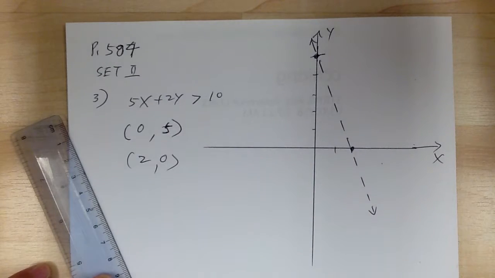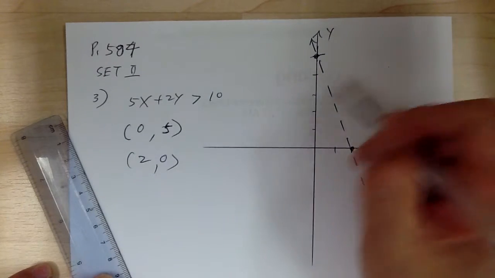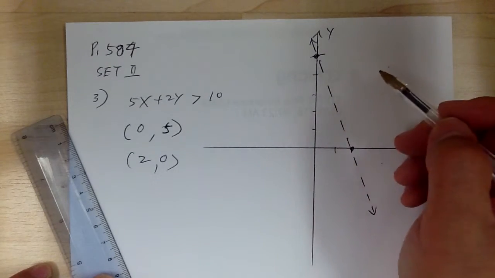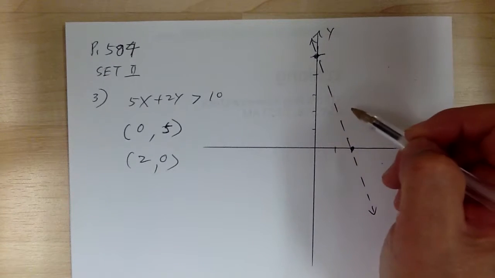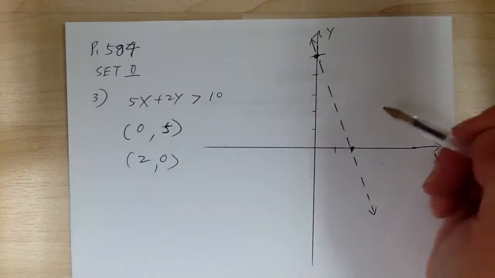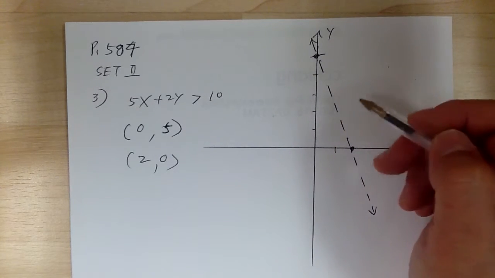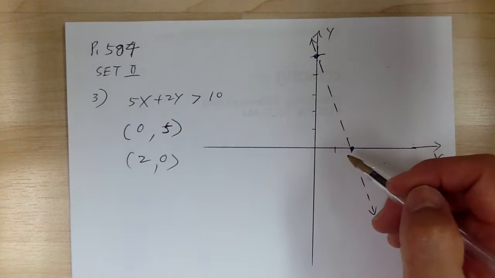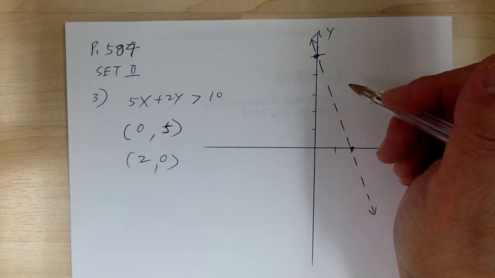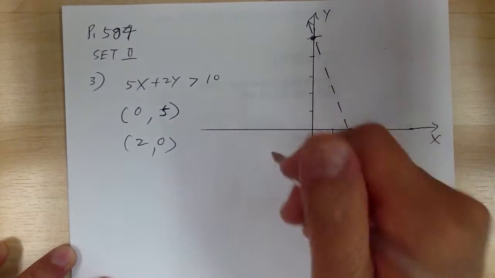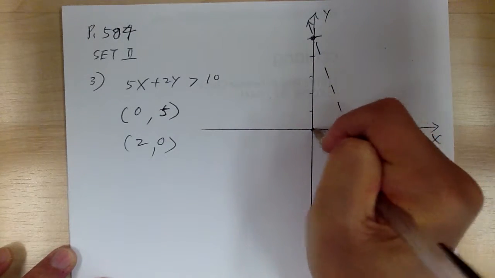The next thing you have to do is figure out which half of the graph is your answer. To do that, you can choose any testing point that is not on the line, to see if it's true or false. Because if you choose a point on the line, you're not going to be able to figure out if it's true or not. So I'm going to choose (0, 0) because that's the easiest point.